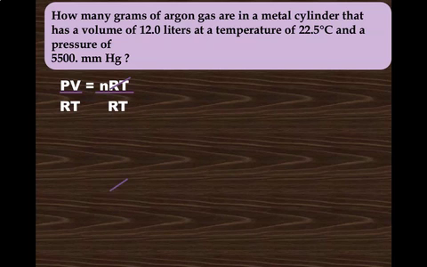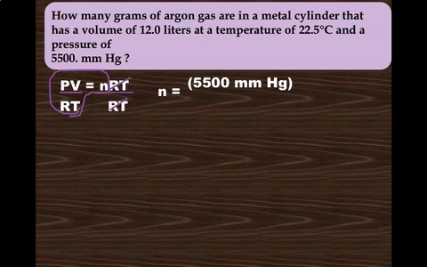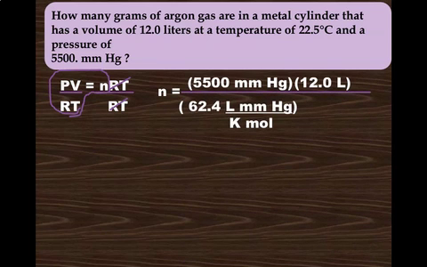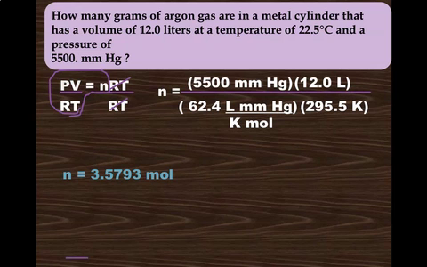So I'm going to divide both sides by R and T, and so there's my formula that I'm going to use. So I have my pressure is 5,500, my volume is 12, my R, I have to pick the one with millimeters of mercury, so that's 62.4, and my temperature is 295.5 after I've added the 273. So I divide and I get 3.5793 moles, and then I'm going to use the molar mass of argon.